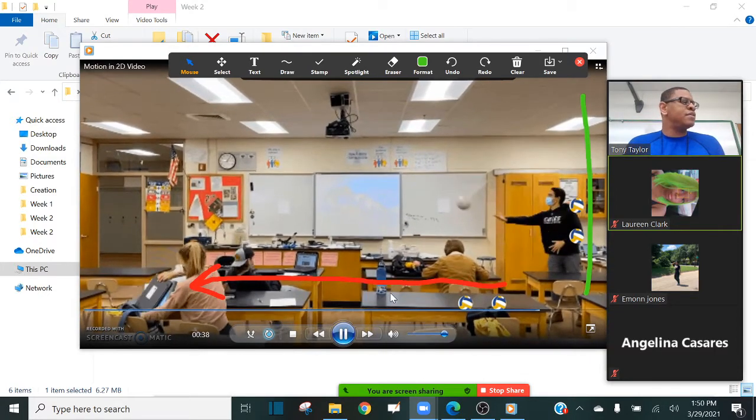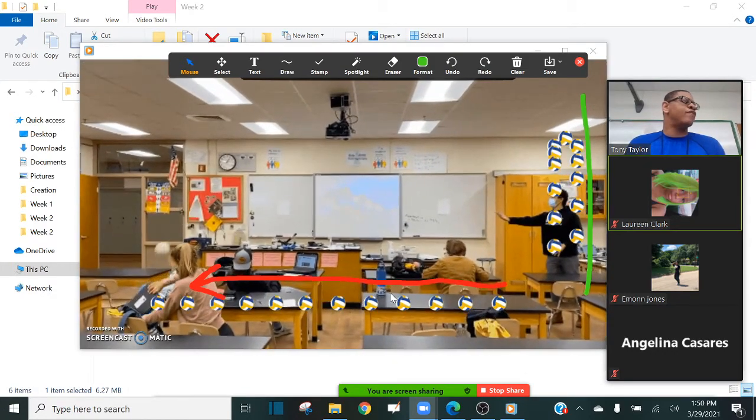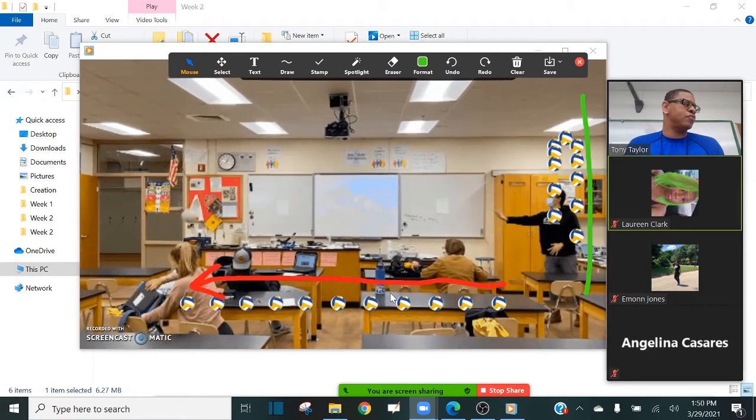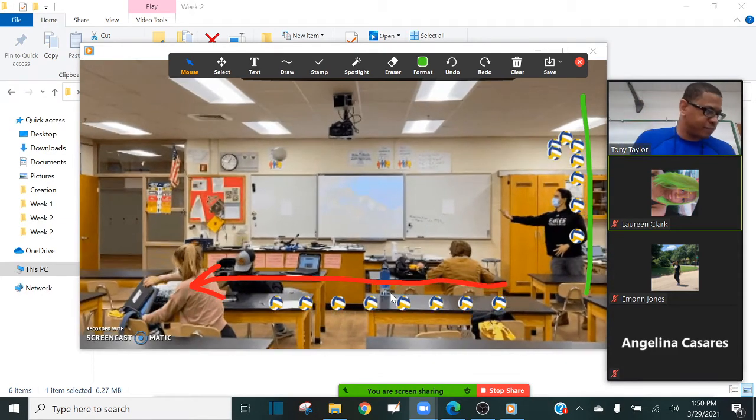So guys, tell me in the chat box, if the spacing appears to be pretty even, what does that tell us about our velocity in the x direction? Anyone? Come on guys, we talked about motion maps before.